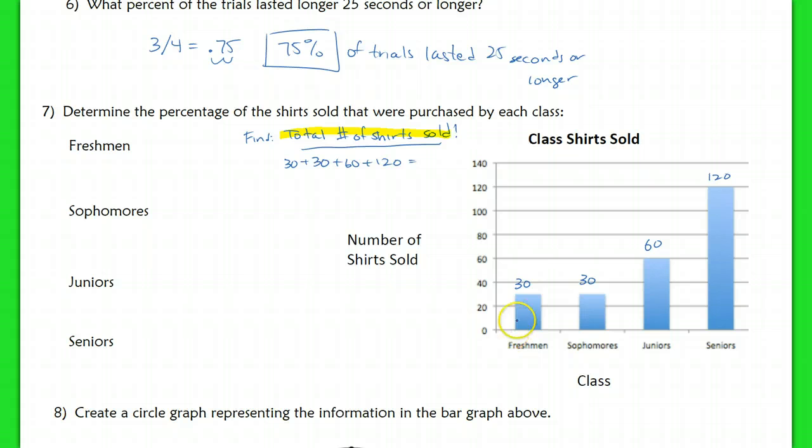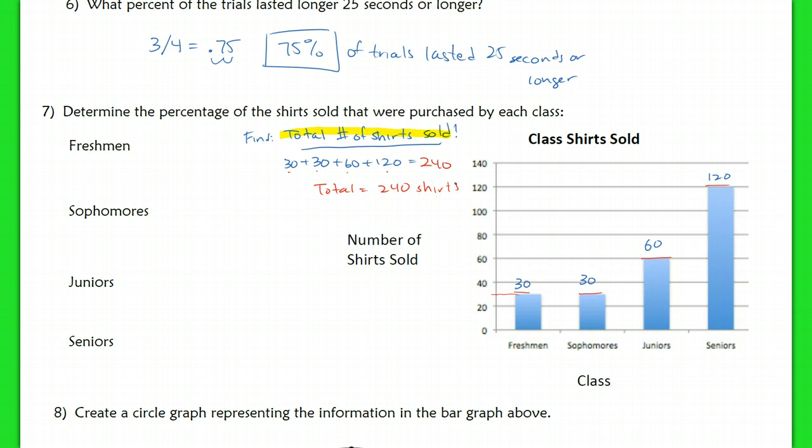So I went through each part of this graph here, and I said that there were 30 freshmen. This looks about halfway between 20 and 30 and 40. So 30 freshmen, 30 sophomores, 60 juniors, and 120 seniors who purchased the shirt. So that gives me, after I add up all of these different numbers, 240 total shirts sold. Okay, so a total of 240 shirts were sold.